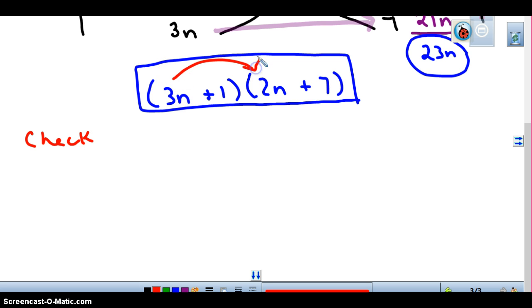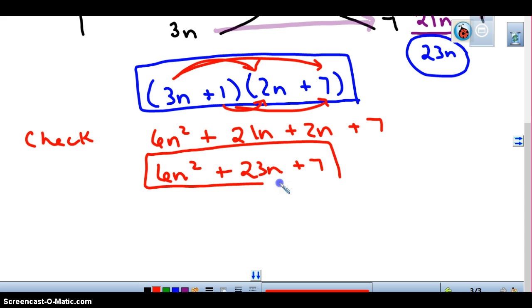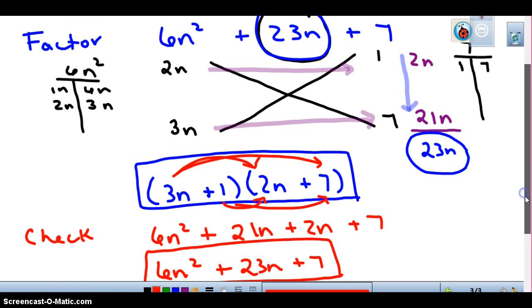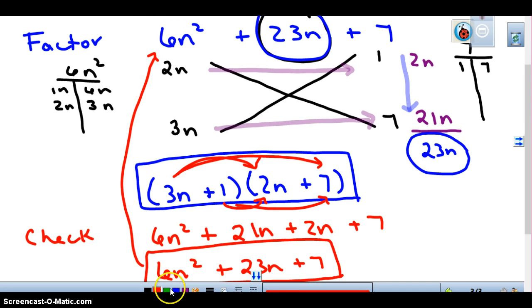Distribute. So 3n times 2n, 6n squared. 3n times 7, 21n. 1 times 2n, 2n. And 1 times 7 is 7. 6n squared plus 23n plus 7. Is this exactly the same as what I started with? Yes, that means my answer is correct.